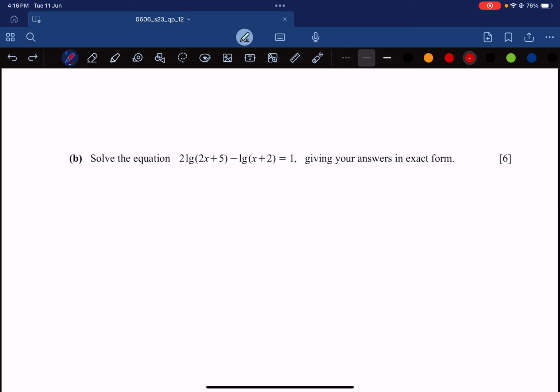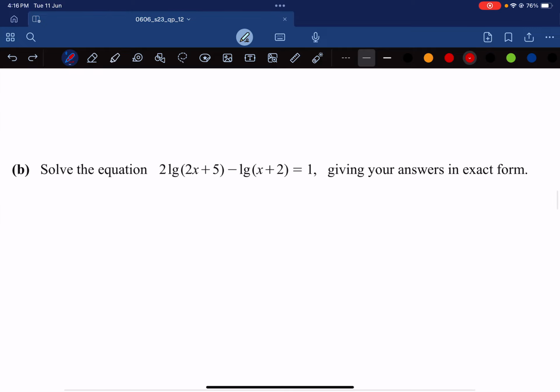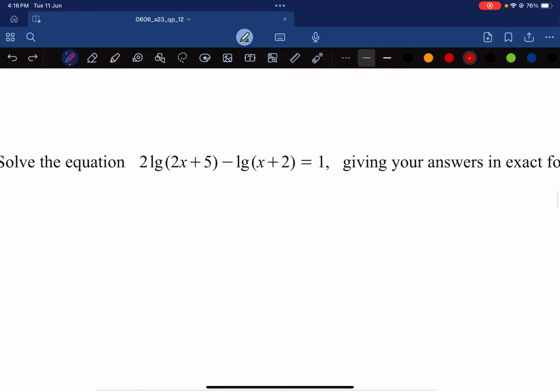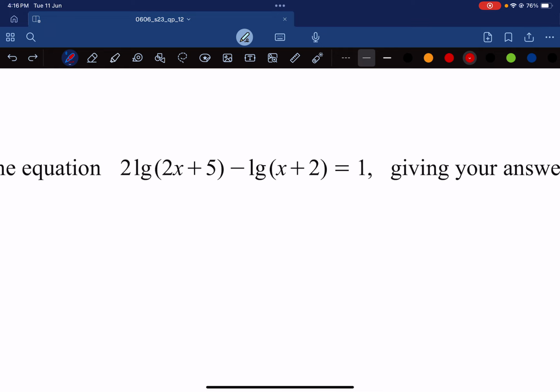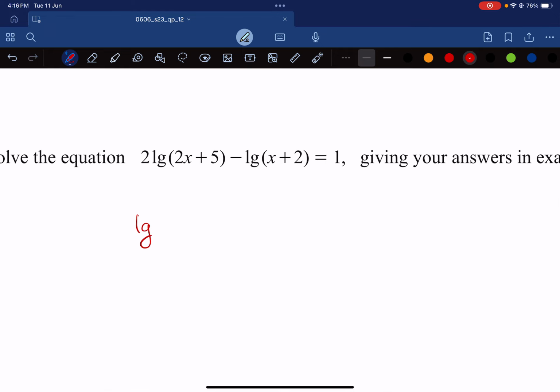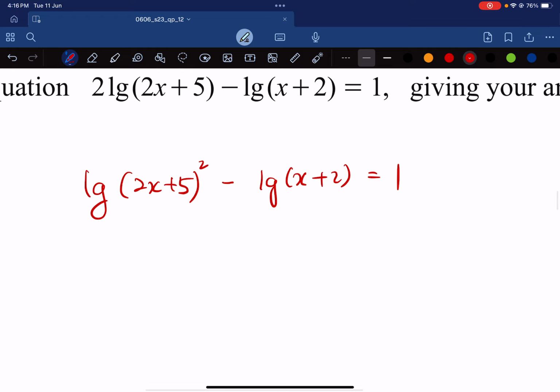Solve the equations. Give your answer in exact form. Now, if you want to solve, you need to combine these two logs into a single log. But before that, make sure the coefficient of logarithm is 1. So we have 2 log(2x plus 5) minus log(x plus 2) equals to 1. So now we successfully make sure the coefficient of both logs is 1.